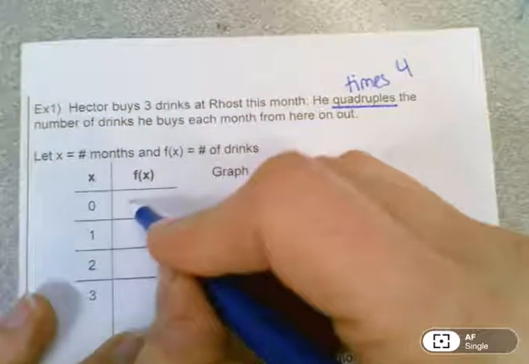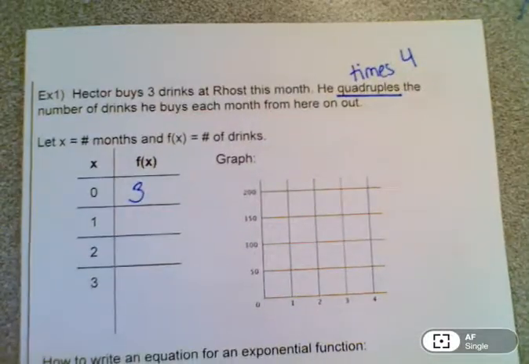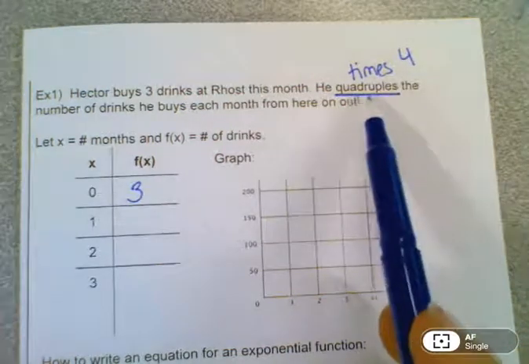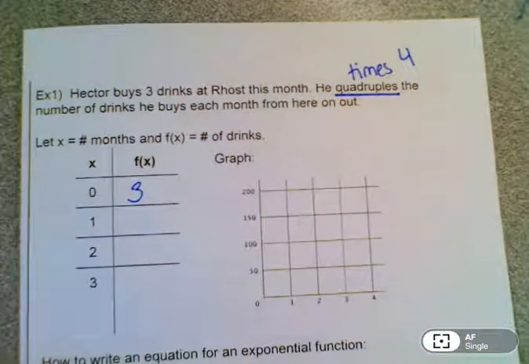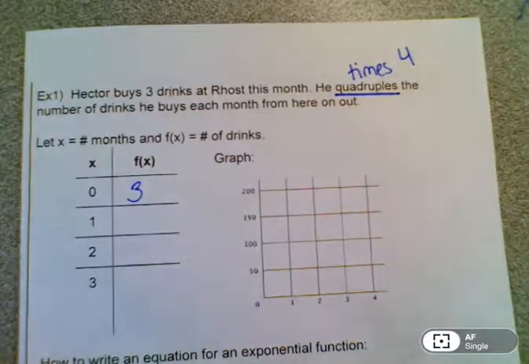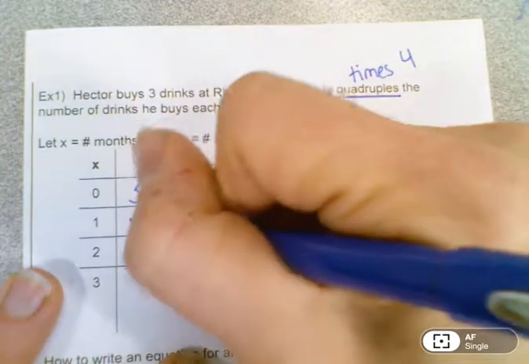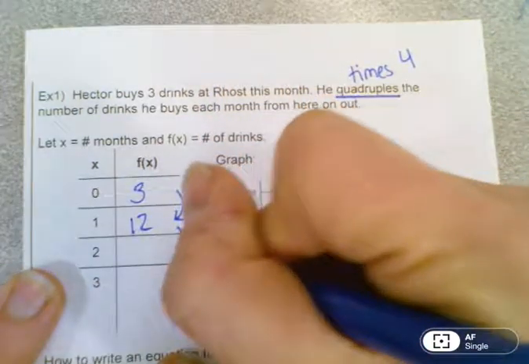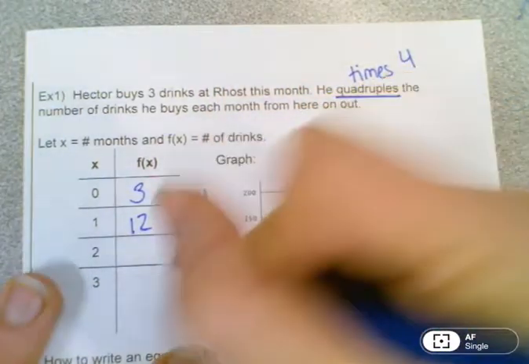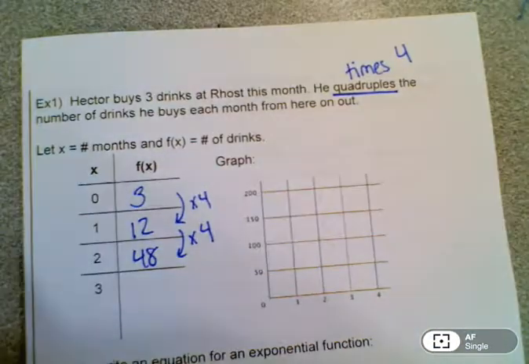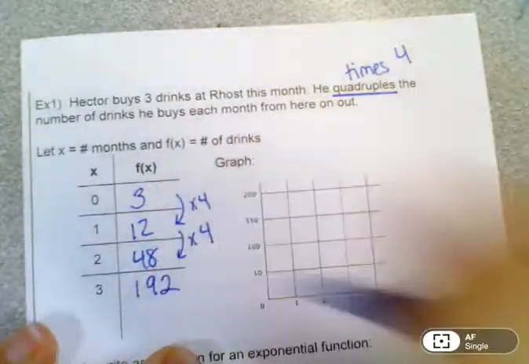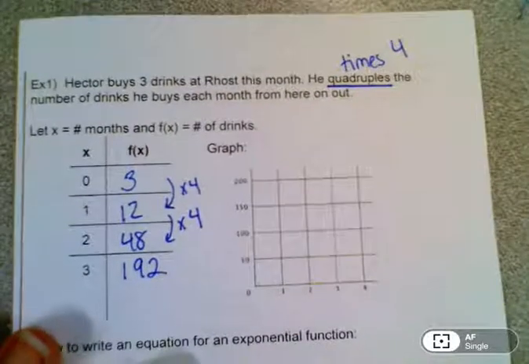So this month, we're starting at month 0. He buys 3 drinks. I want you to go ahead and pause the video and see if you can fill out the rest of the table. If he's quadrupling each month, what would the rest of the table look like? And then press play when you're ready. All right, so hopefully you have this filled out correctly. We're just multiplying by 4. 4 is the common ratio here.